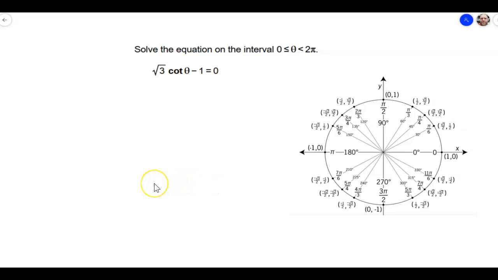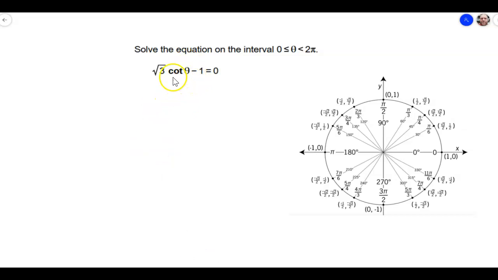Beckstrom, and today I was doing an example from 7.3. This says solve the equation on the interval from 0 to 2 pi, and it says the square root of 3 times the cotangent of theta minus 1 is equal to 0. All right, so let's go ahead and work this problem here.